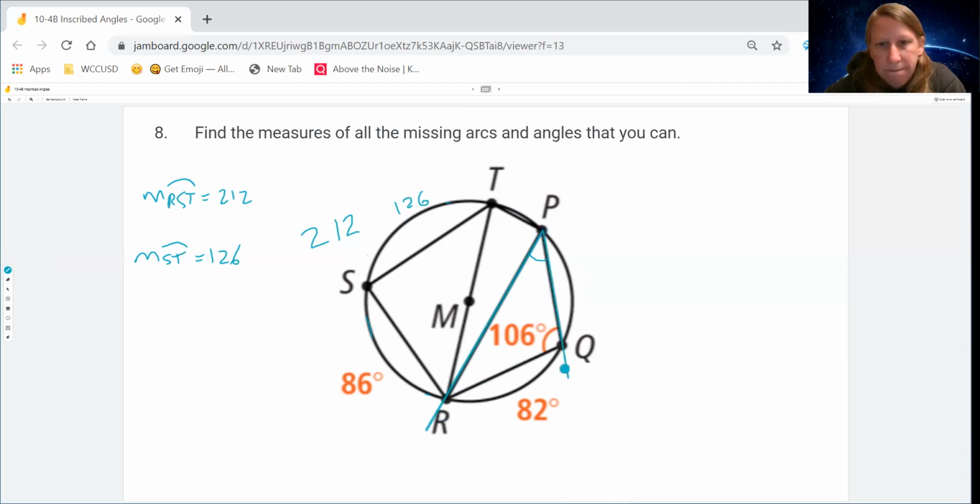You see it? Here's the intercepted arc. So how much is this angle? Good. It's half, right? You starting to see it? Hope so. So that's 41. We got 120. How about, where can we go next? 126. How about over here?